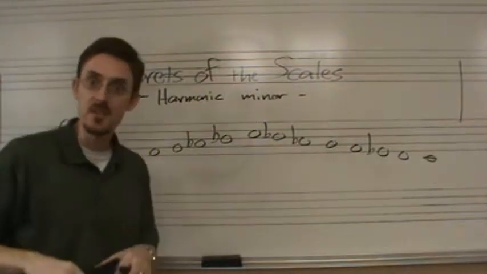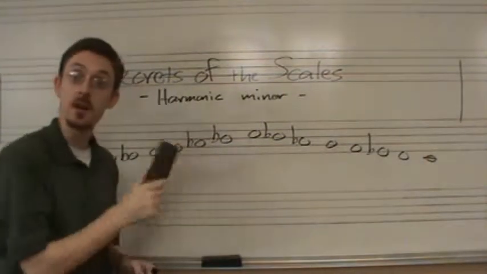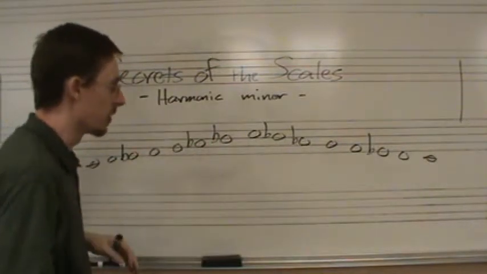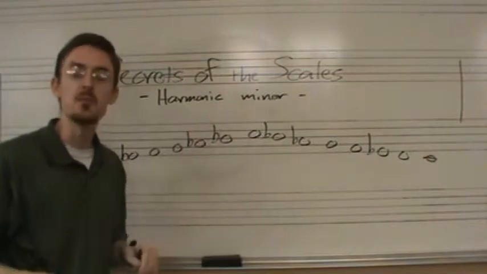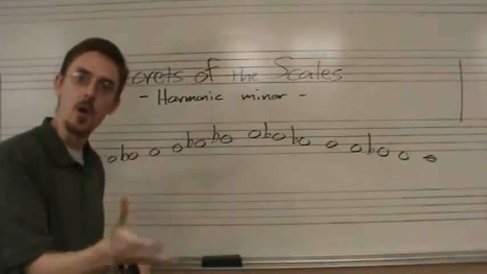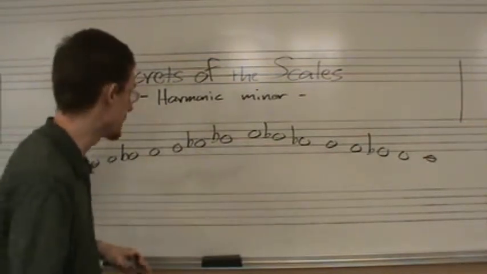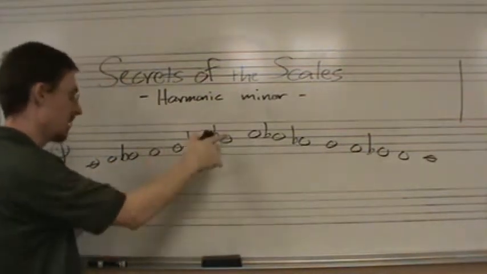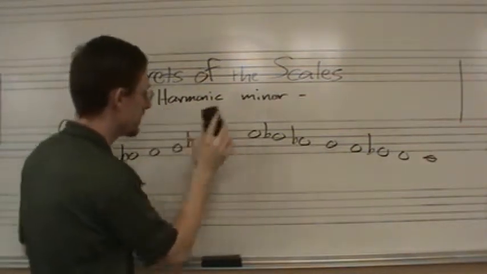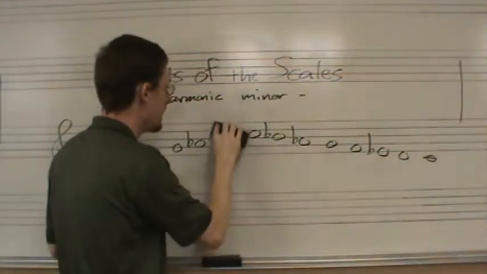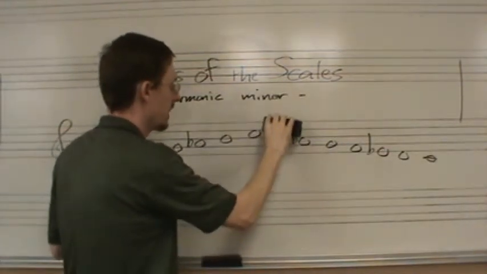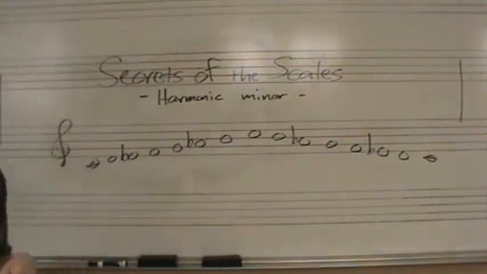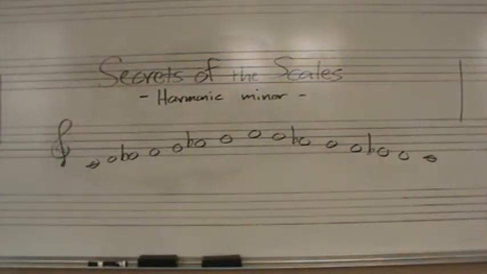Okay, for our next secrets of the scales, we're going to go to the harmonic minor mode. Now I'm beginning with the accidentals for the natural minor mode, and I'll show you how one differs from the other. So the harmonic minor mode is like the natural minor mode, with the exception of a raised 7th scale degree. So let's cue up the natural minor mode.